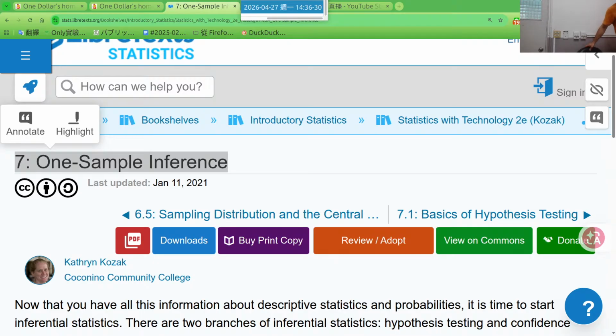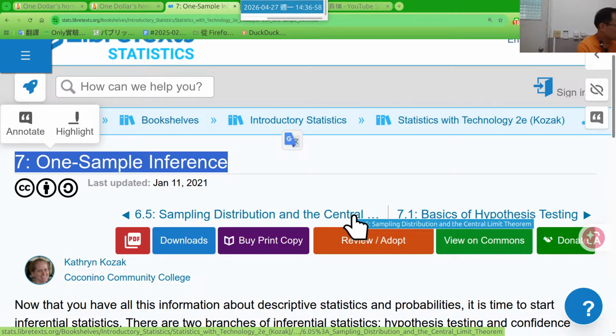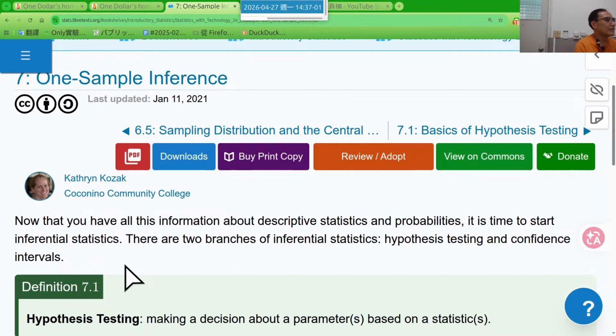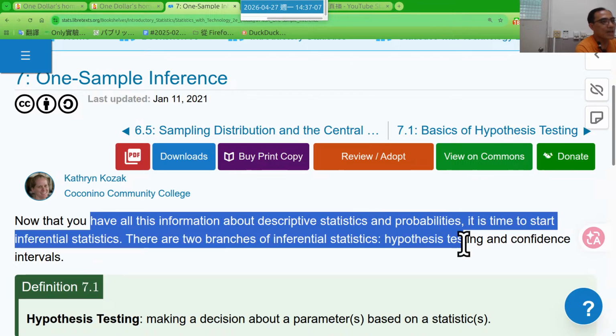Okay. Why no response? Okay, let me check. Oh, here we go. Okay. I just copy and paste chapter number 7 to our LINE group. Okay, now you have all the information about descriptive statistics and probabilities, and now it's time to start inferential statistics.